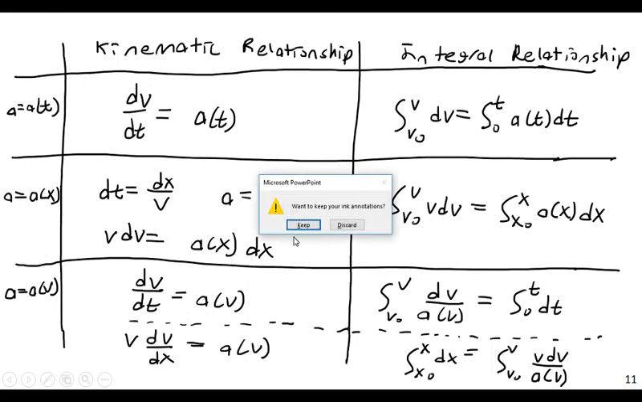I wanted to introduce these derivative and integral relationships, and then we can come back and look at some example problems after the break.